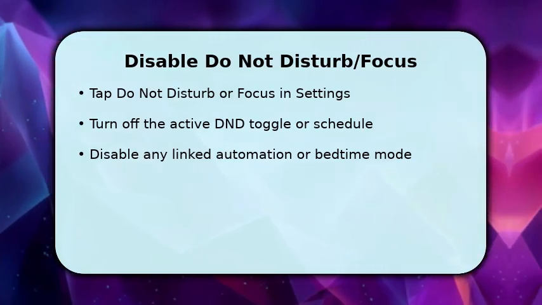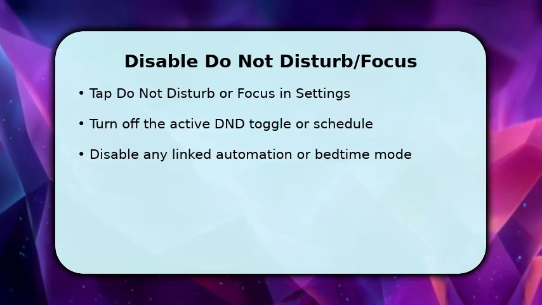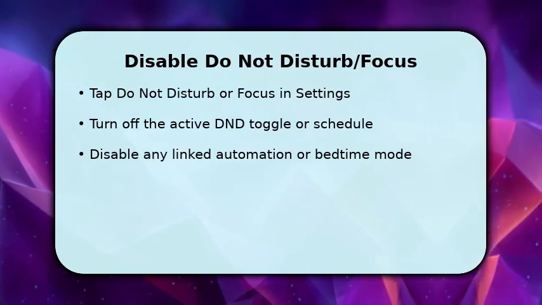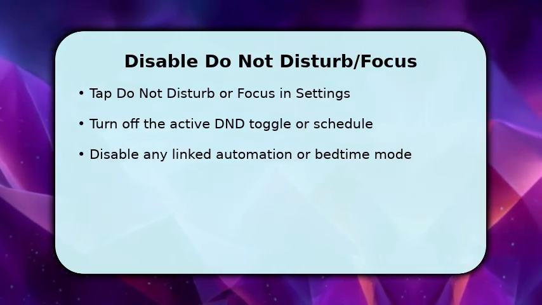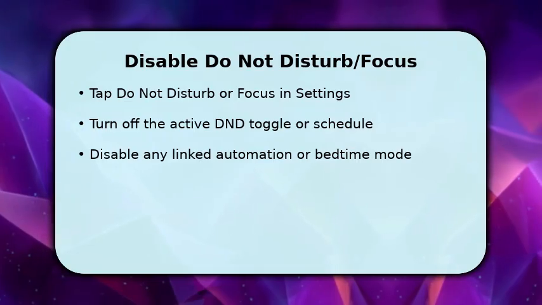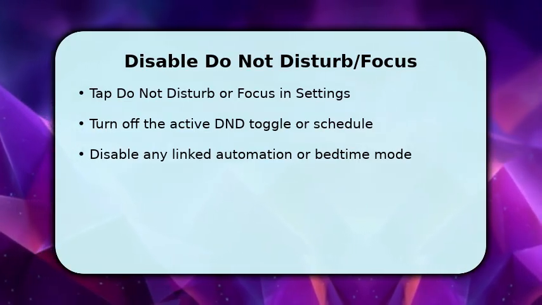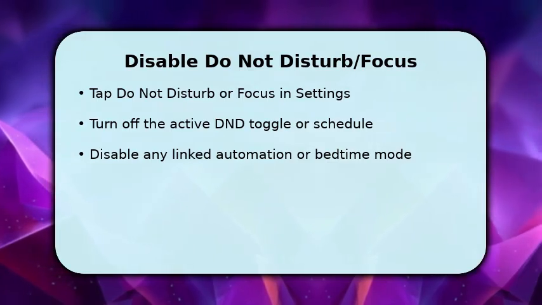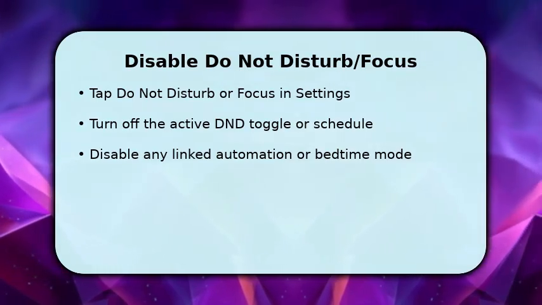If a schedule or automation re-enables it, open Schedules or Automation and delete or disable those entries to prevent reactivation. Make sure Bedtime or Sleep mode is also off if present, because it can silently reapply Do Not Disturb. Confirm the status at the top shows inactive before moving on to notifications check.